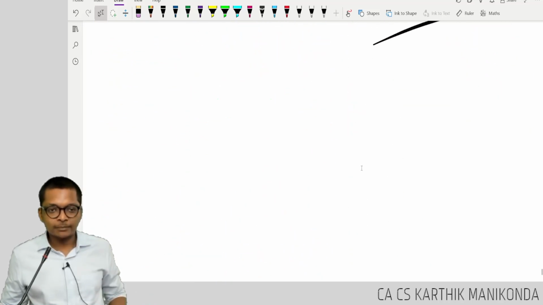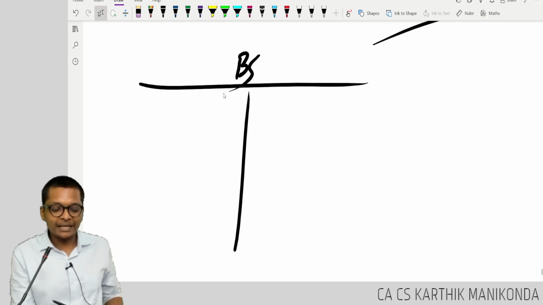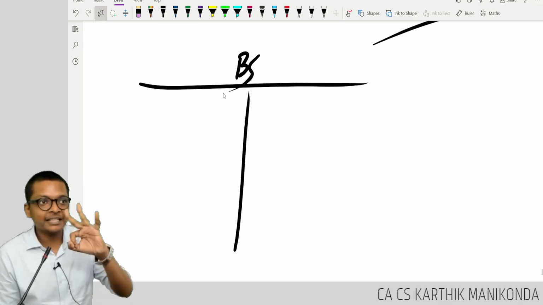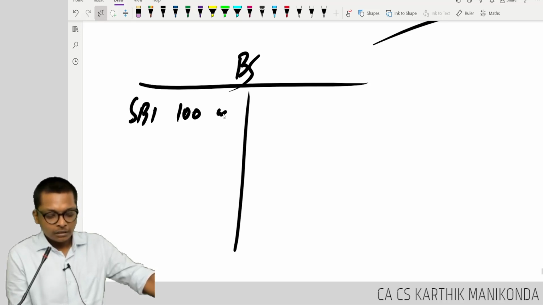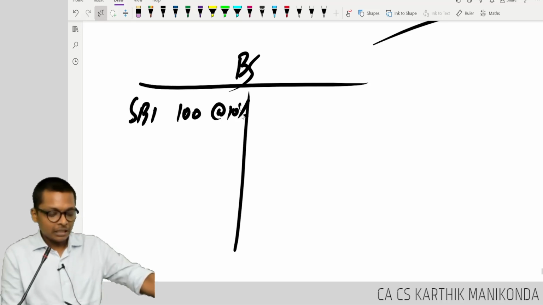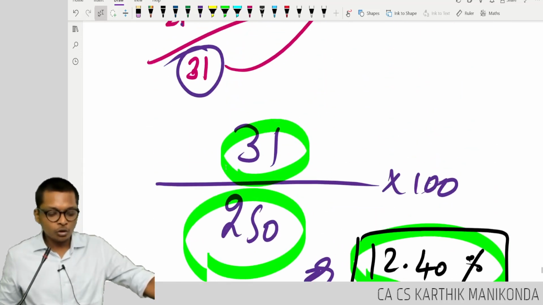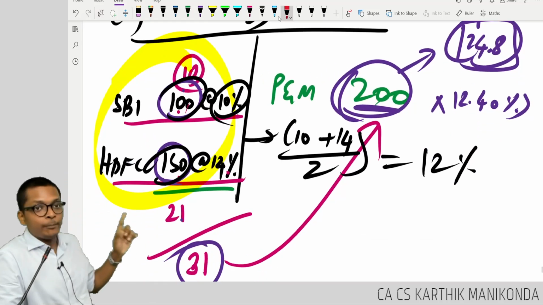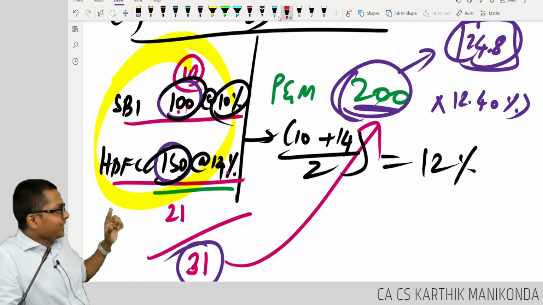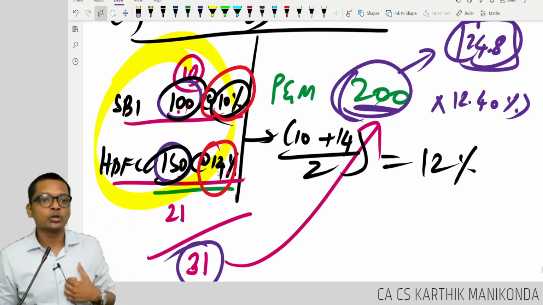Now the same example, I'm going to make it a little more interesting. Balance sheet. This time I'm bringing 3 loans. SBI 100 at 10%. HDFC 150 at 14%. But before I go further, one important thing, when you compute the average, it can never be less than 10% or more than 14%. Do you know that?